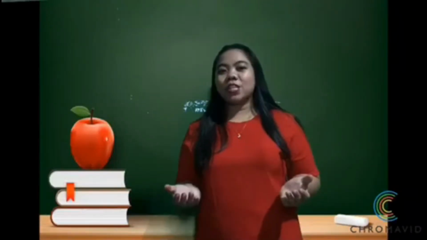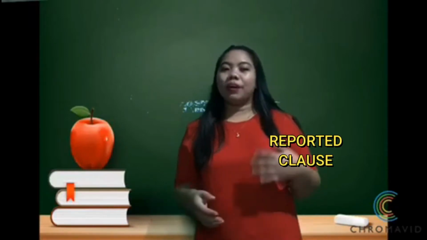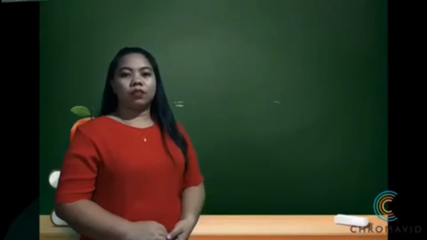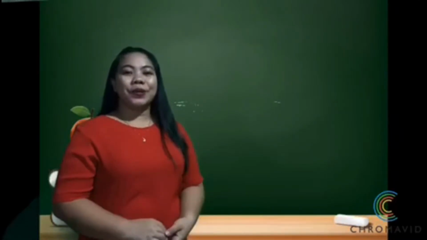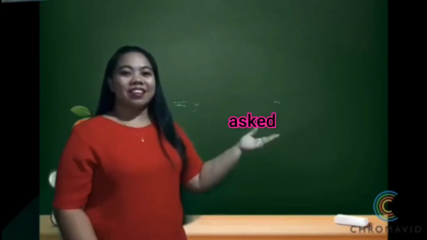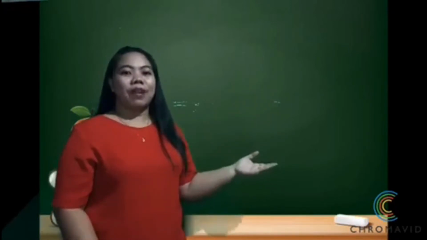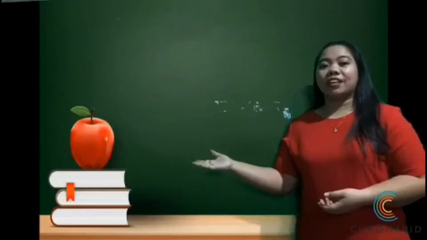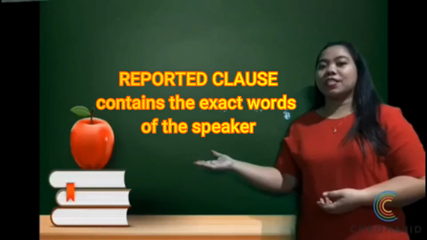The parts of direct speech and reported speech are reported clause and reporting clause. The reporting clause includes a verb such as said, asked, told, and replied. On the other hand, the reported clause contains the exact words of the speaker.